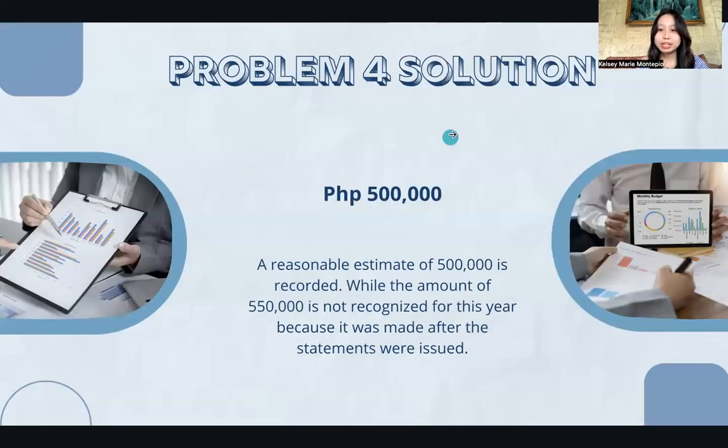The answer would be 500,000. Why? A reasonable estimate of 500,000 is recorded, while the amount of 550,000 is not recognized for this year because it was made after the statements were issued.